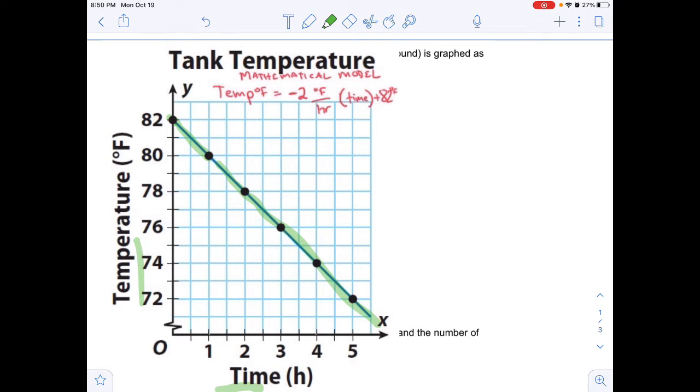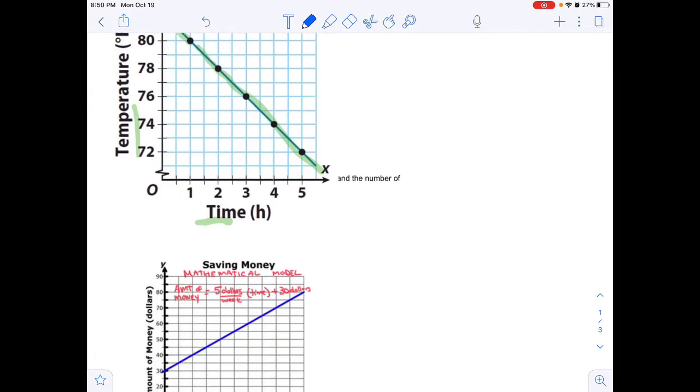If I wrote a mathematical model of this graph and of this situation, I would say that the temperature in degrees Fahrenheit is equal to -2 degrees per hour times time plus 82 degrees Fahrenheit. I don't know if you can do that yet, but you will by the end of this class period. Let's try another mathematical model.